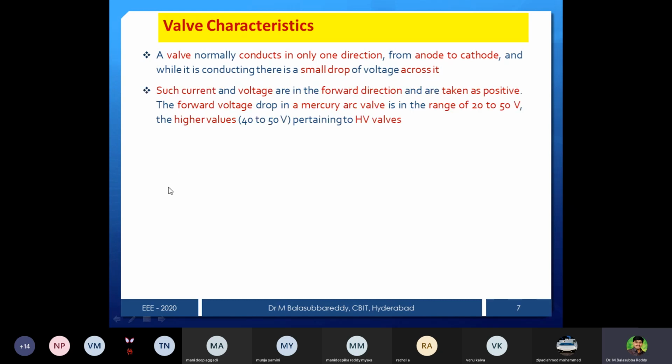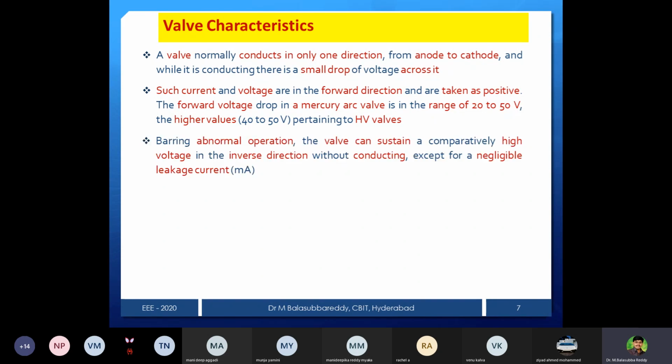Current and voltages are in the forward direction and are taken as positive, because once the device is conducting, the forward voltage drop in mercury arc valves is in the 20 to 50 volts range. Even for higher values it is 40 to 50. But these are mercury arc valves, where the technology is very poor. Later they replaced them with thyristors, where the voltage drop is very negligible.